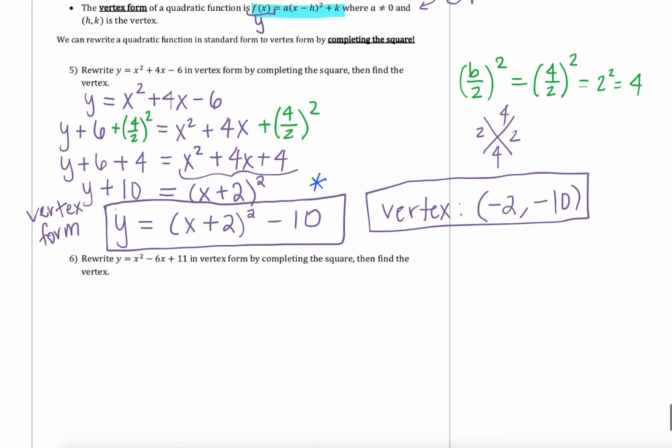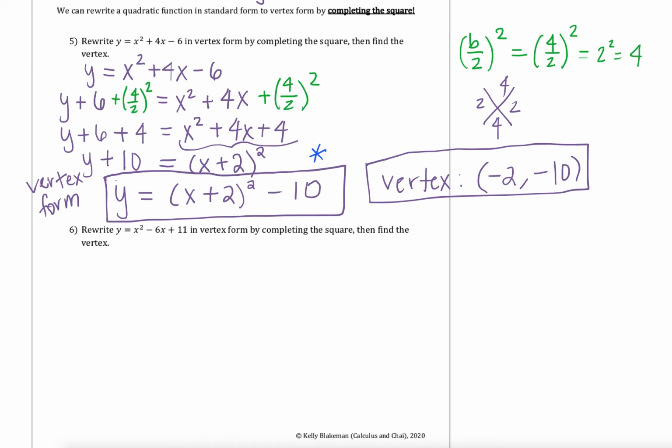Let's look at one last example. So in example 6, we have y equals x squared minus 6x plus 11, and we want to rewrite this in vertex form by completing the square, and then we want to find the vertex. So I'm going to go ahead and rewrite out our original problem.